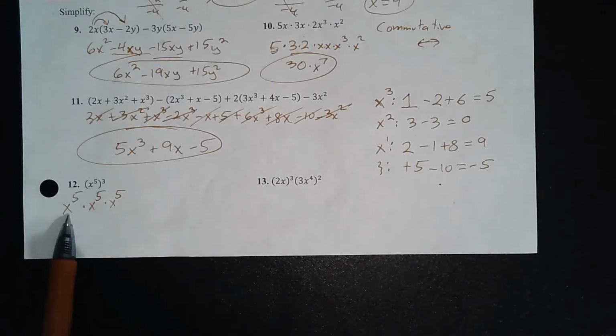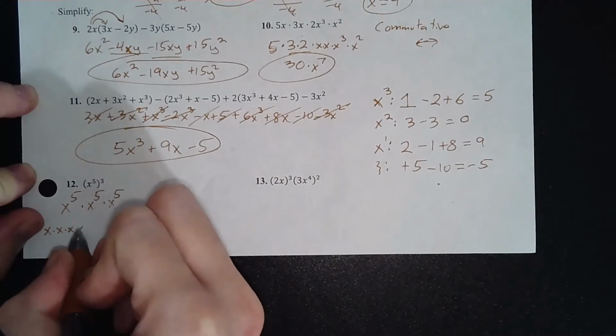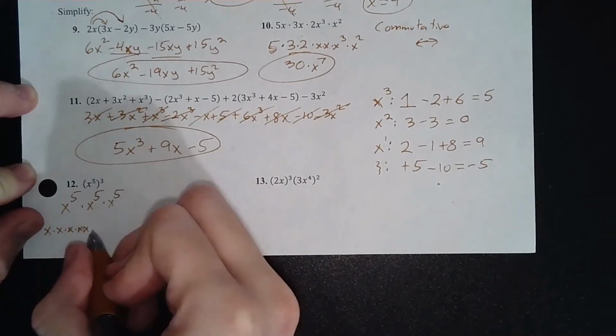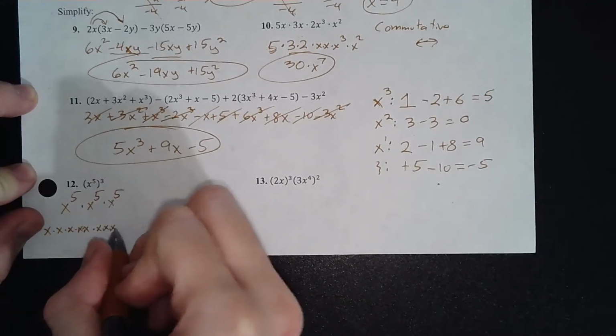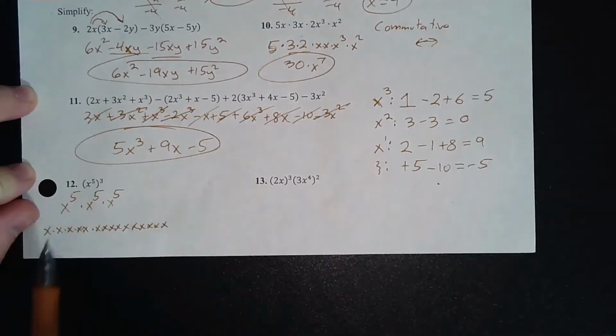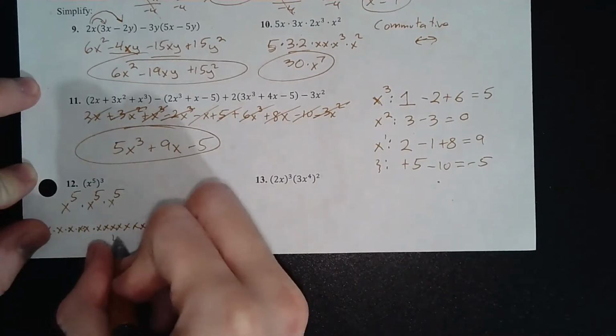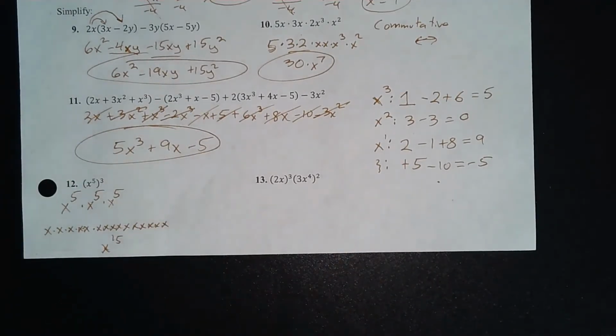So here, this x to the 5th is x times x times x times x times x, that's 5 x's. And this one means times x, 1, 2, 3, 4, 5. And this one means 1, 2, 3, 4, 5. How many x's do I have? 1, 2, 3, 4, 5, and so on. If I add them up, I get 15. X to the 15th.